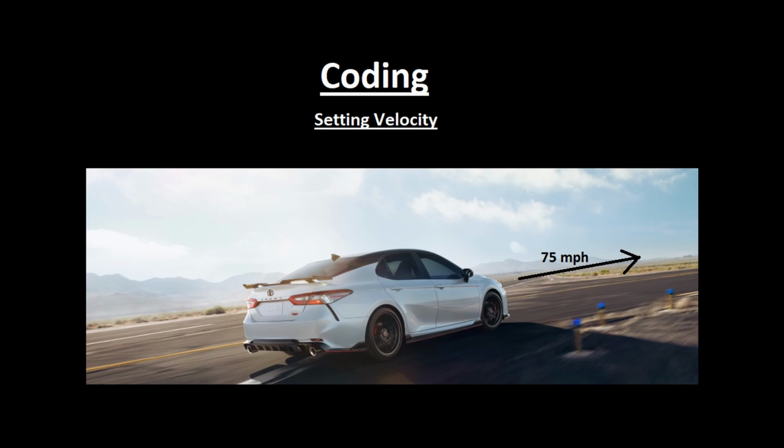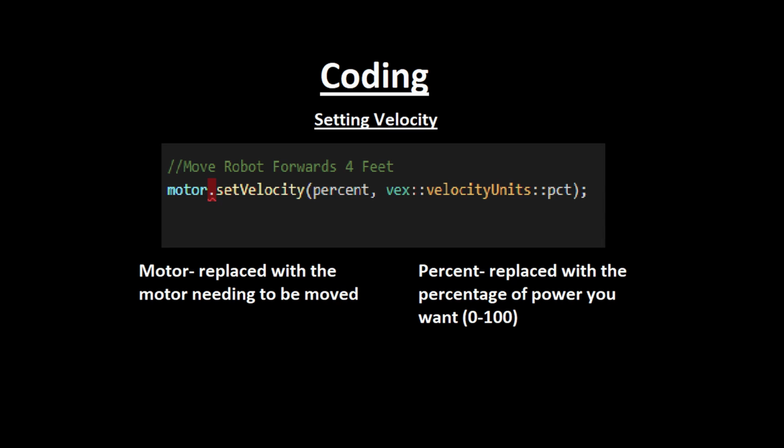So here, for the move forwards 4 feet part, we can go ahead and start by setting the speed. If we set the speed after we start moving, then the speed won't change until, of course, after the movement, so we need to set it beforehand. Velocity can be set using the command motor.setVelocity, open parentheses, percent, comma, space, vex::velocityUnits::pct or degrees, and then close parentheses, semicolon. You can fill in the motor part with the name of the motor moving, so for this case it'll be LM since we're trying to do left motor, and percent with, well, the percentage of power, so 70%.